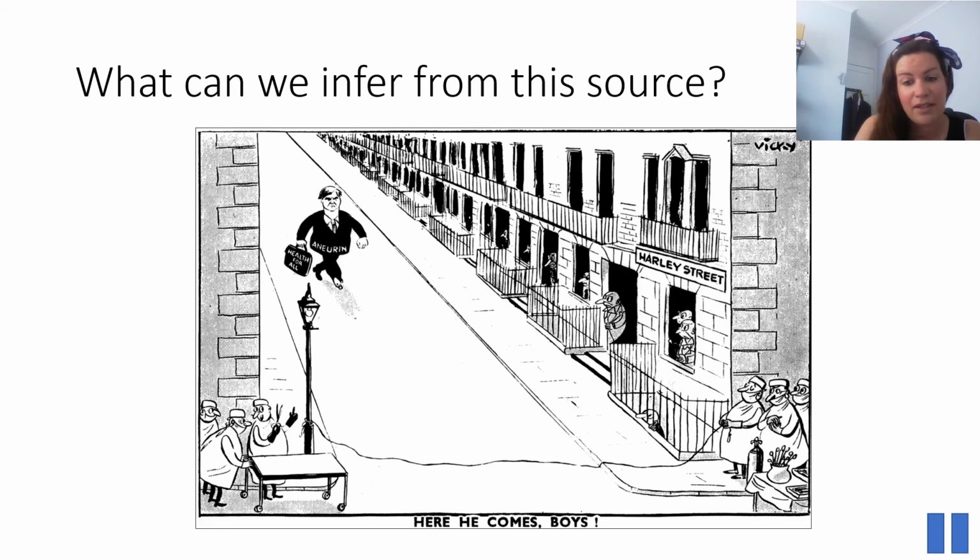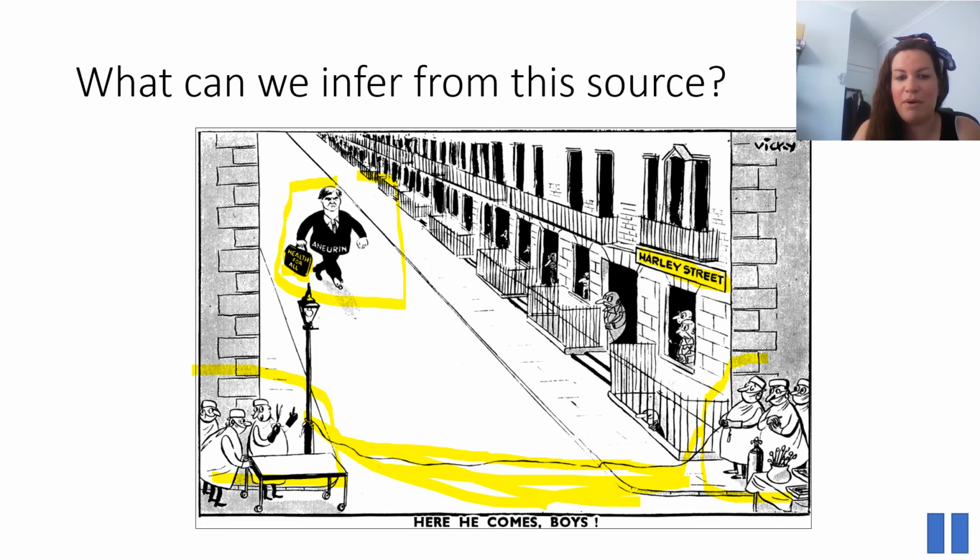And there were sources like this to show the opposition. Okay, so we've got Aneurin Bevan just here walking down the street, with his briefcase saying health for all. He wants to help everyone. And we've got Harley Street, a really famous street for private healthcare, still famous today actually, if you might have heard it and come across it. So he's walking down the street, and then look, we've got the doctors here that have got all their equipment. They're probably private doctors who aren't particularly happy, and they're trying to trip up Aneurin Bevan as he walks down, and they're like, here they come, boys. And it shows that they're not happy, they're not particularly supportive of Aneurin Bevan. They want to trip him up.